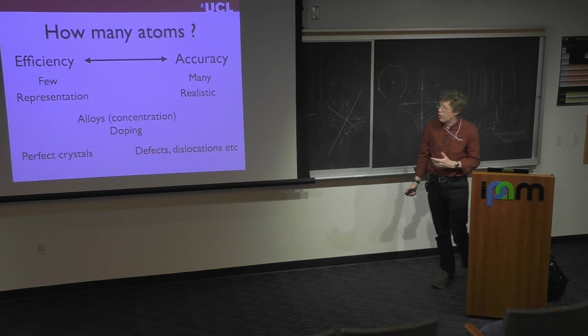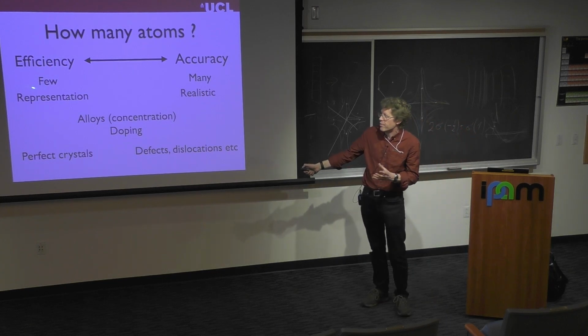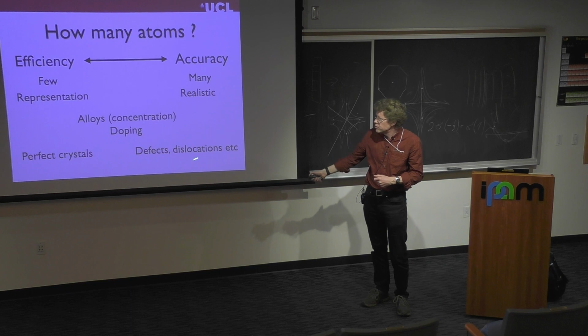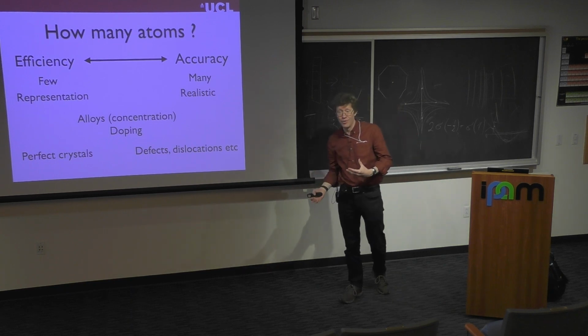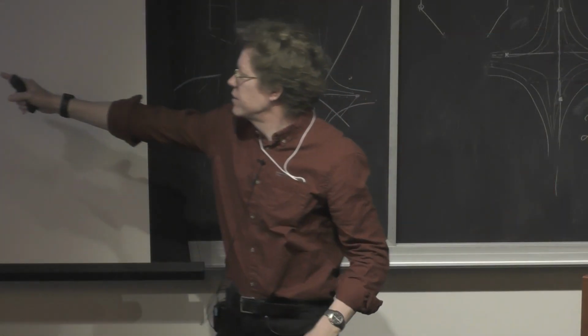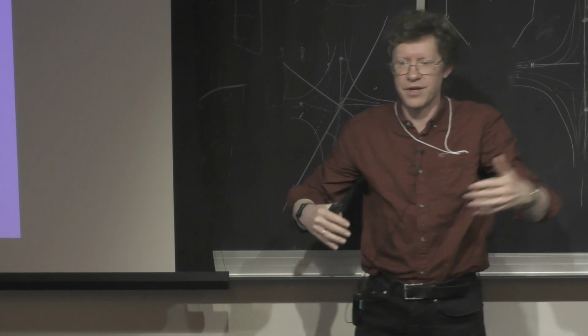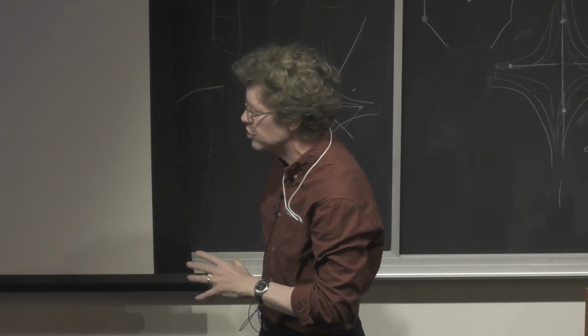And there's this question of how many atoms. You can go between efficiency, where you've got few atoms and you represent the problem, to accuracy, where you've got many atoms and it's realistic. And then you move between the perfect crystal and defects and dislocations and interesting problems. And of course, if you were to take this scale all the way out that way, then you'd end up with the kind of things we were hearing about last night when you're modeling dislocation dynamics, which you don't want to do with DFT.